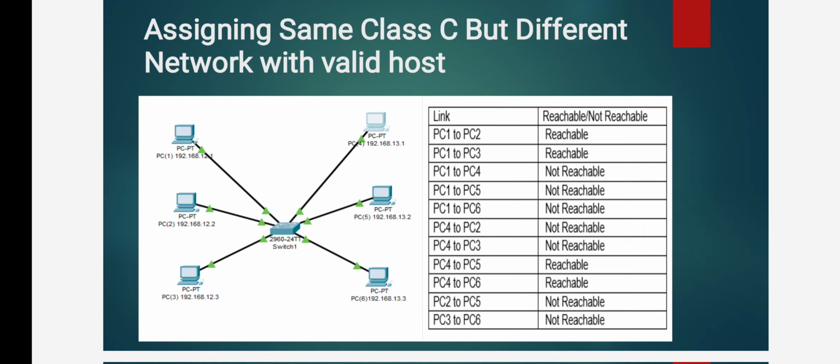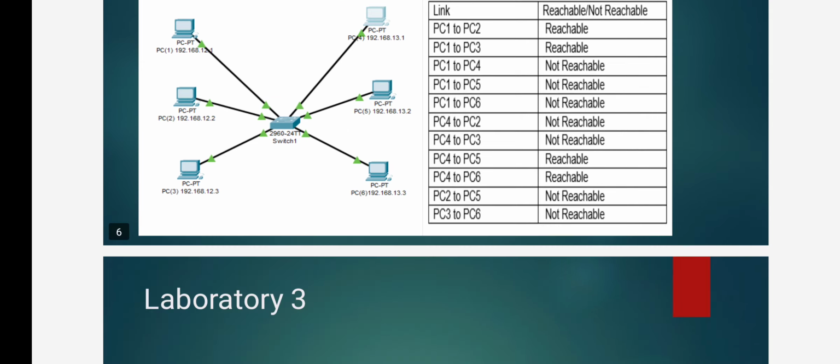And next, number 4 problem, PC1 to PC5. It is also not reachable. Why? It is the same issue as the number 3 problem. They are not in the same network parts, and that is called not reachable. These two PCs are in different network parts. Okay. Next, laboratory 3.